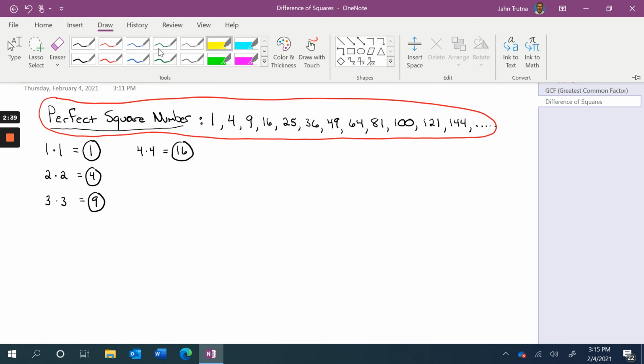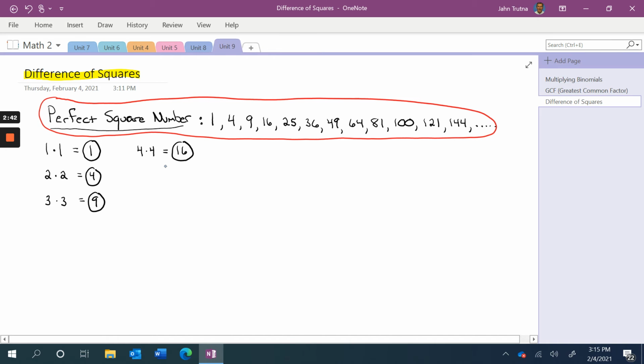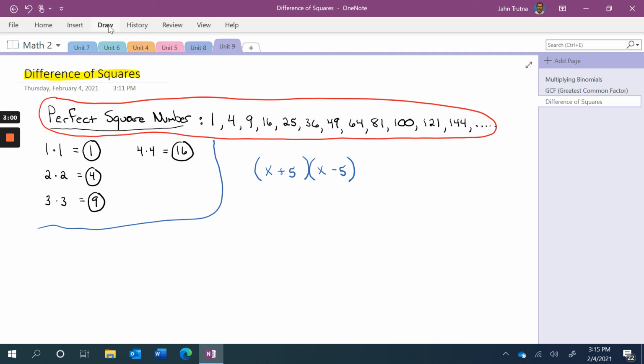But first, before we do that, let's lay a little bit of groundwork, and this is what we learned last week. Let's say that I tell you to take the quantity x plus 5 and multiply it by the quantity x minus 5. Let's see what this equals. We would go x times x, which is x to the second power. Then we would multiply the x times the minus 5, and that gives me a result of minus 5x.